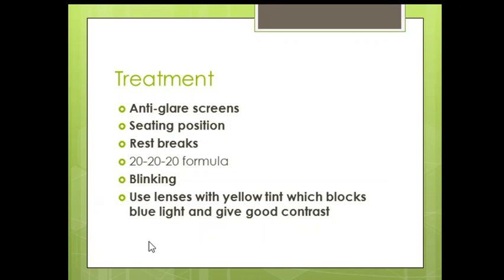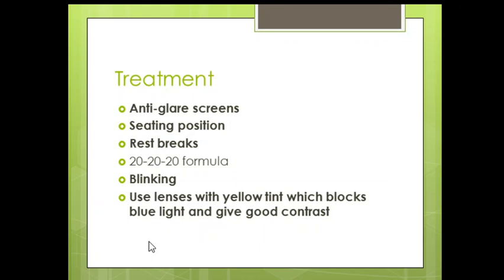Rest breaks, you should also take breaks. The 20-20-20 formula can be used to take breaks: take a break after 20 minutes and look at something 20 feet away for 20 seconds. Blinking should also help to treat computer vision syndrome. And use lenses with yellow tint which block blue light and give good contrast.